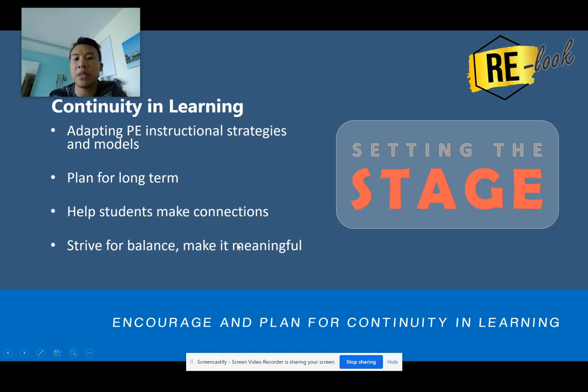We need to help students make connections. We need to strive for balance, because ultimately PA will be a subset of PE, but we must put in effort to emphasize the big E in physical education.